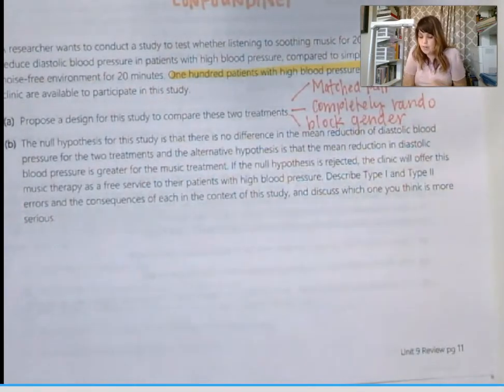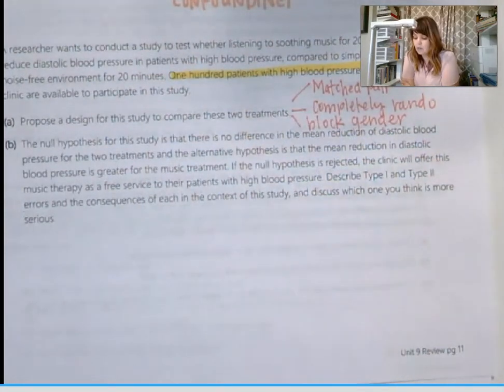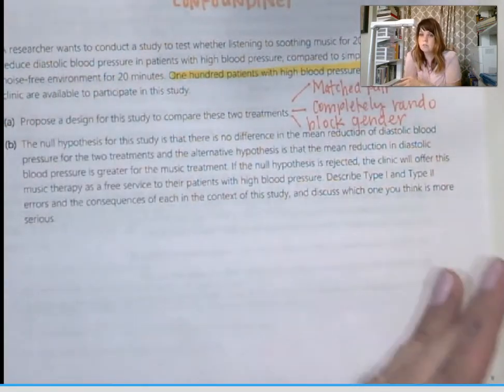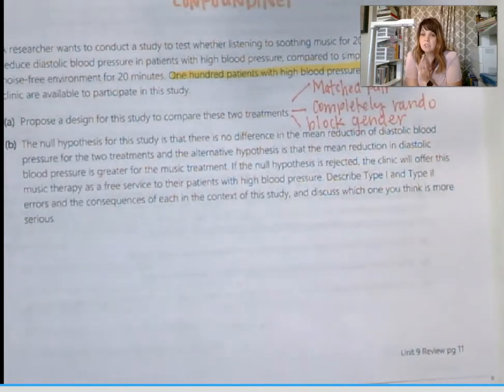B. The null hypothesis for this study is that there is no difference in the mean reduction. So then they go on to describe what happens and want you to talk about a type 1 and a type 2 error and the consequences of each in this study. So remember, type 1 has to do with hypothesis 1. So hypothesis 1 is the null is true, but you reject. Type 2 is that the alternative is true, but you fail to reject.